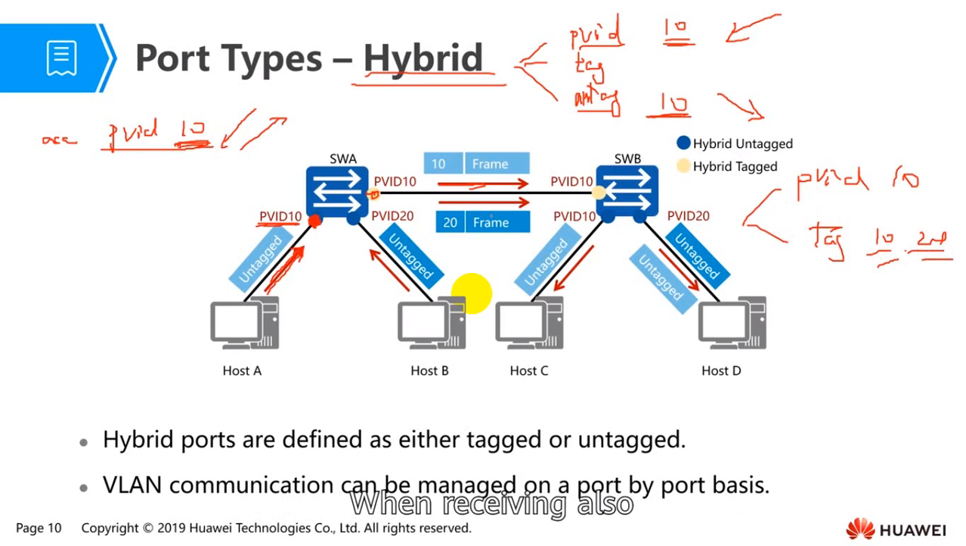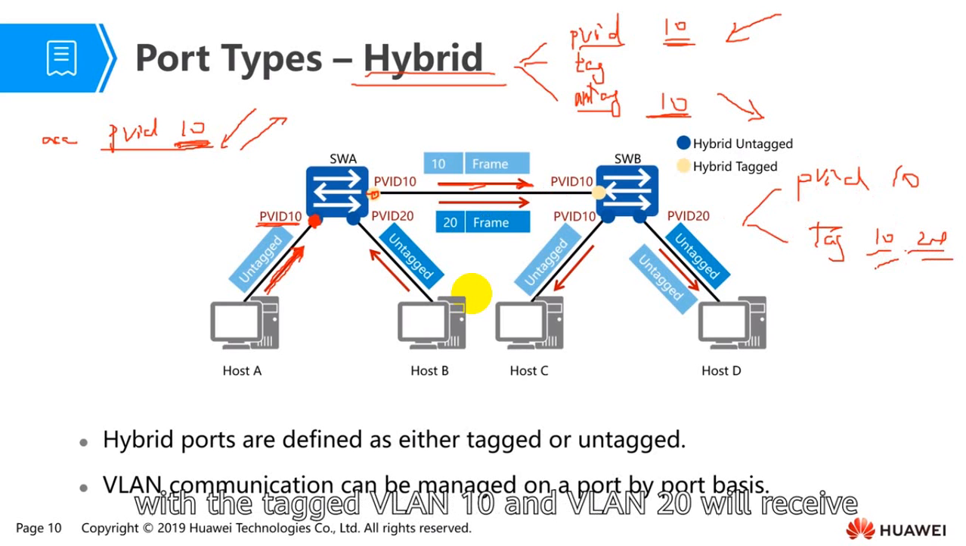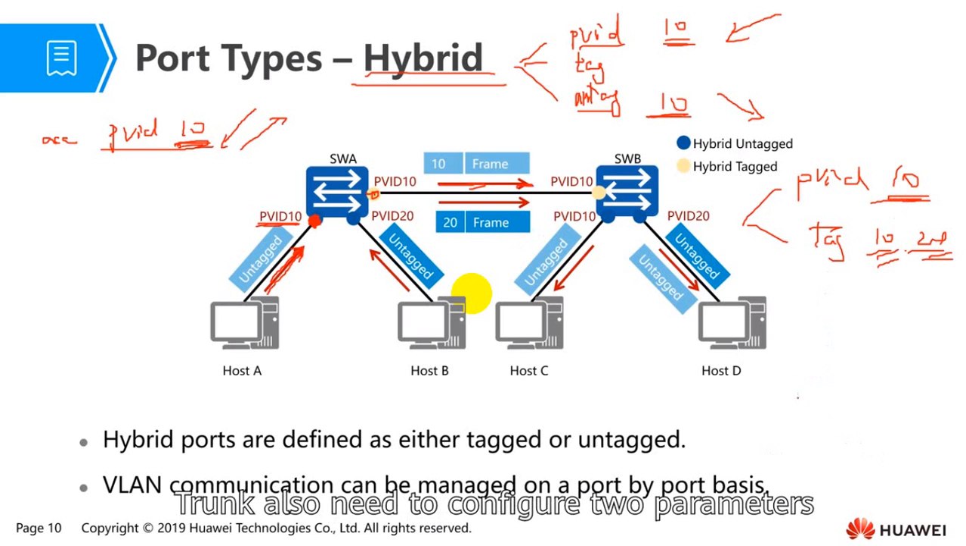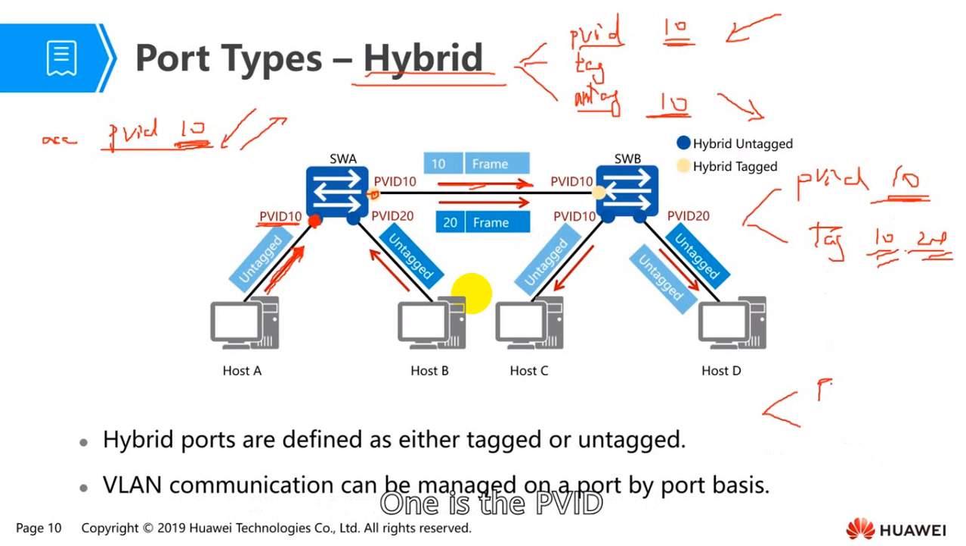And when receiving, frames with tags for VLAN 10 and VLAN 20 are received. If we receive a frame without a tag, then this frame will belong to VLAN 10. And this is just like the trunk. A trunk also needs to configure two parameters. One is the PVID, and another is the VLAN list.